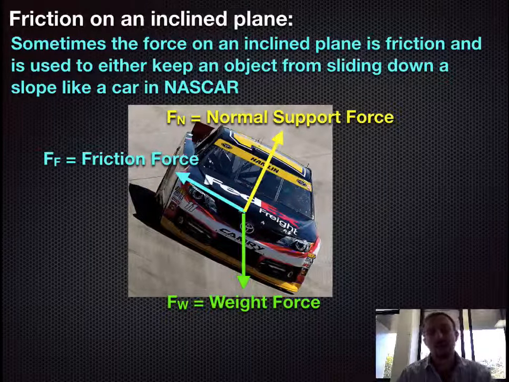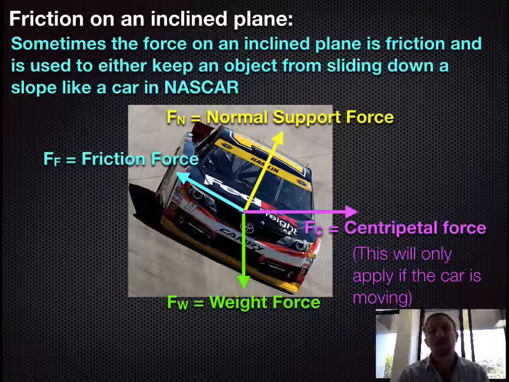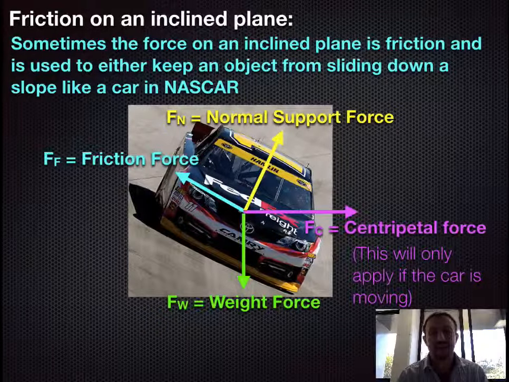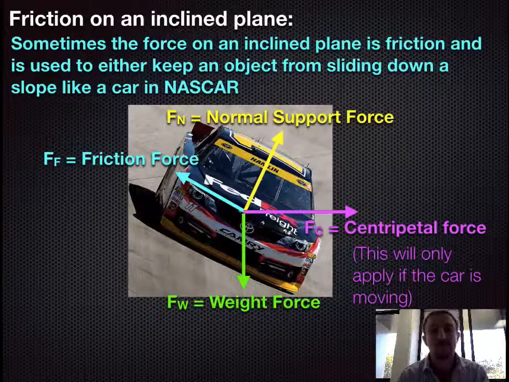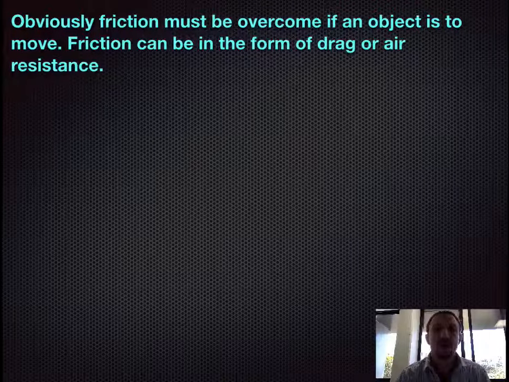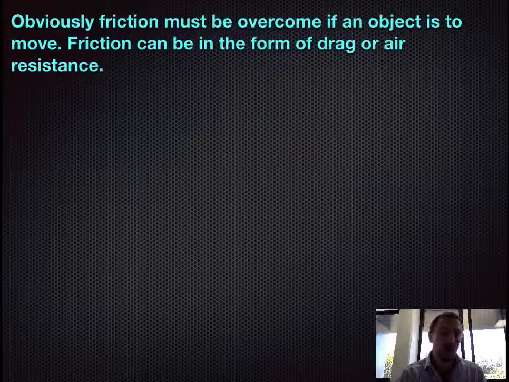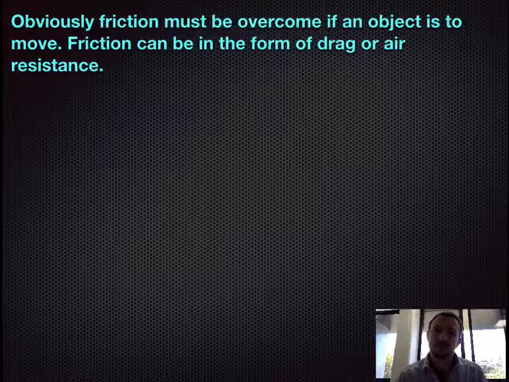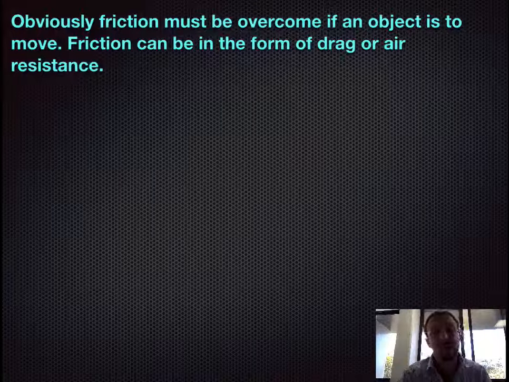Now for this car to be going around a corner, we're also going to have centripetal force which is acting upon it. And as I state here, this will only happen if the car happens to be moving and held in a circle. So friction is basically something that must be overcome in an object in order for a net force to actually be generated. And as I stated, this friction can be in the form of drag or air resistance.